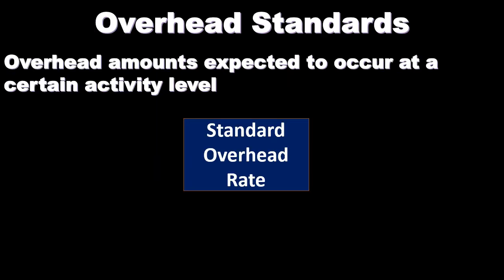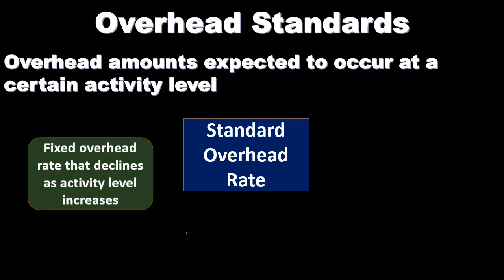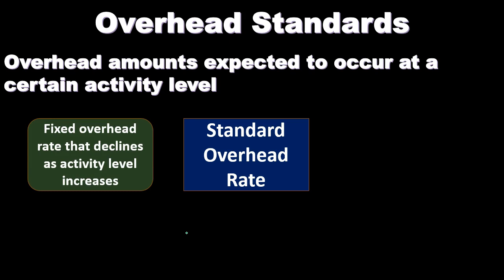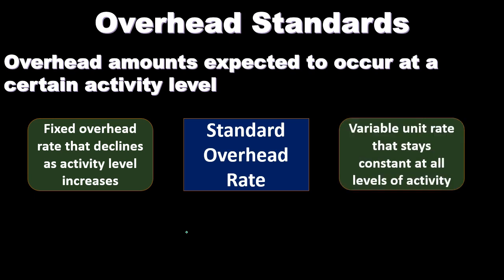Overhead standards. The overhead standards are going to be the amounts expected to occur at certain activity levels. We're going to have the standard overhead rate. The standard overhead rate is going to include a fixed overhead rate that declines as activity level increases, as well as a variable unit rate that stays constant at all levels of activity. So in other words, when we think about the overhead, it could have fixed components to it, and it could have variable components that are grouped into this bucket that we call overhead.